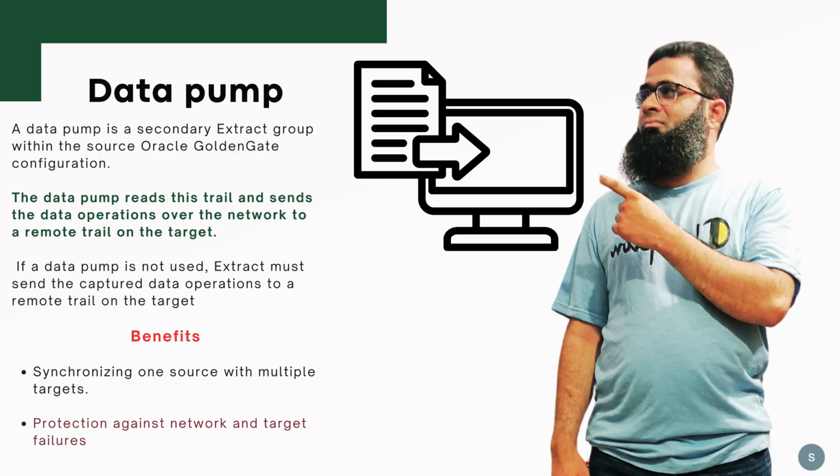If one of our targets fails, it will not impact our other data pumps. The second benefit is protection against network and target failure. If for some reason our target fails, the extract process continuously reads the data and writes this data in our trail files. When our target system is up, the data pump process will read this trail file and send this data to our target system.